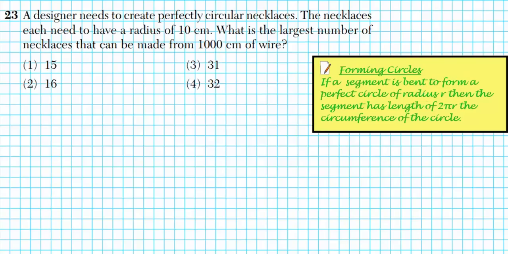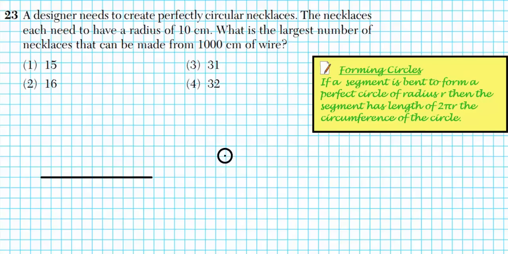Okay, so something to note concerning forming circles is that if a segment is bent to form a circle of radius r, then the length of that segment is going to be 2 pi r, or the circumference of the circle. Okay, so let me just illustrate what I'm talking about here. So let's say we have a segment. Let's put the segment down first. Let's say we have a segment, and this segment is a piece of wire. Okay, it was bent to form a nearly perfect circle.